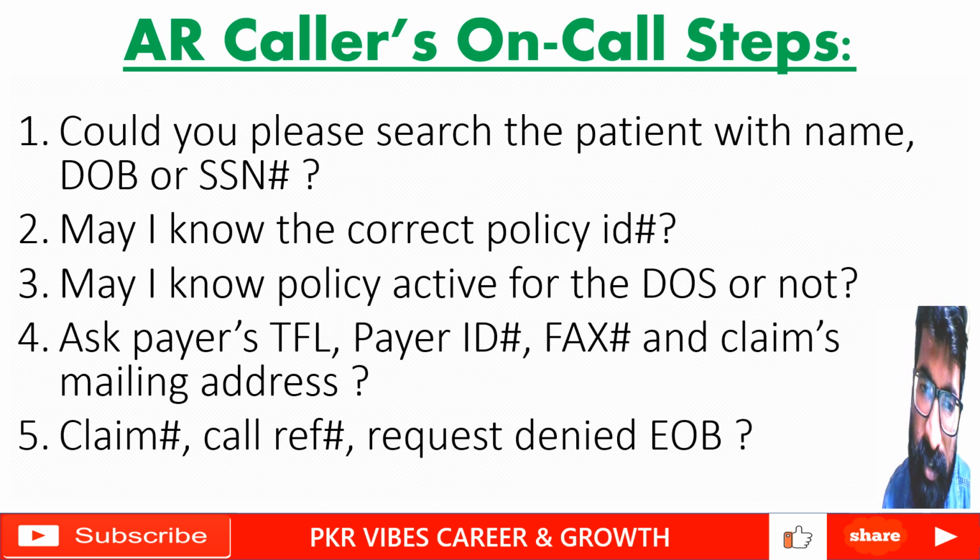Okay, now we will discuss the AR caller's on-call steps for the PR-31 scenario. First, sometimes in this scenario you call the insurance and give the patient name and date of birth, and the insurance representative will tell you that they are unable to find the patient. At that time you should ask, could you please search for the patient with the social security number.